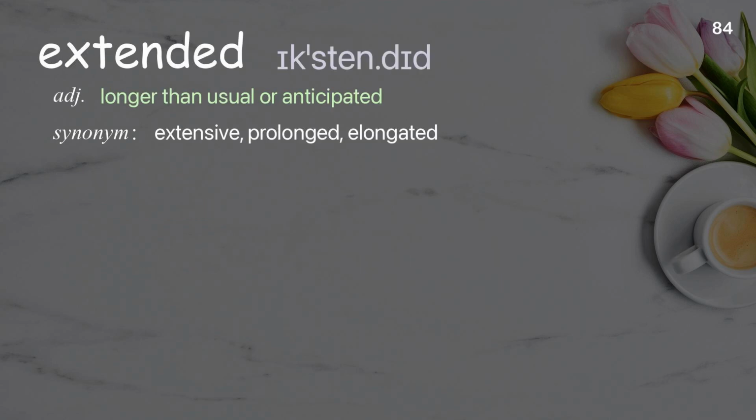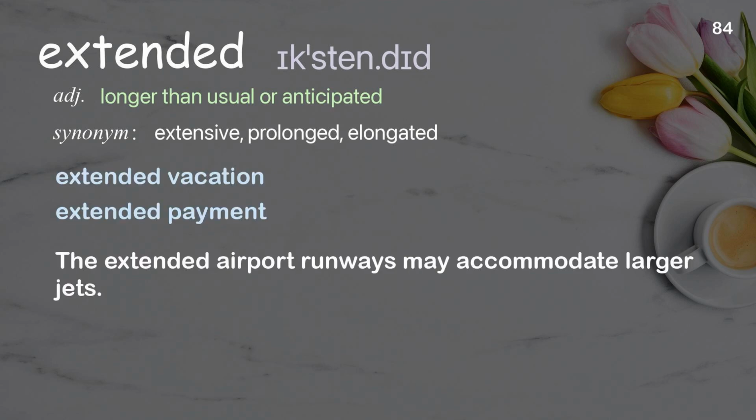Extended. Longer than usual or anticipated. Examples: Extended vacation. Extended payment. The extended airport runways may accommodate larger jets.